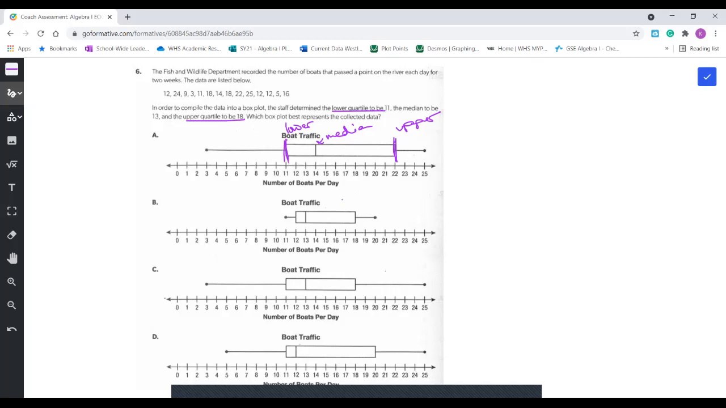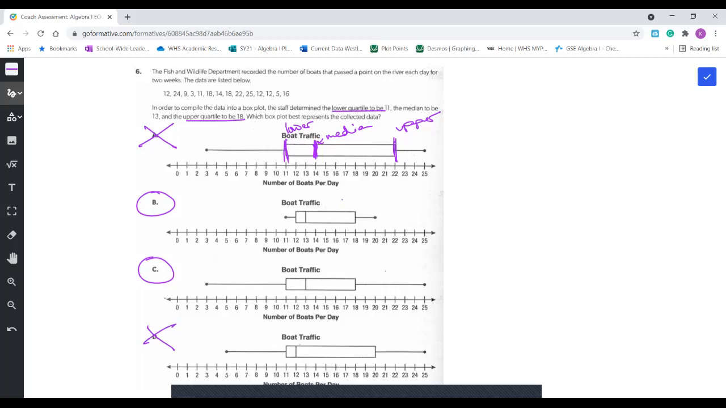So at the very least, this middle line has to be 13. Let's just look at the medians. If that median is not at 13, it can't be the answer. This one's at 13. Okay, this is a contender. All right, I'm going to circle that one. This one is not at 13.